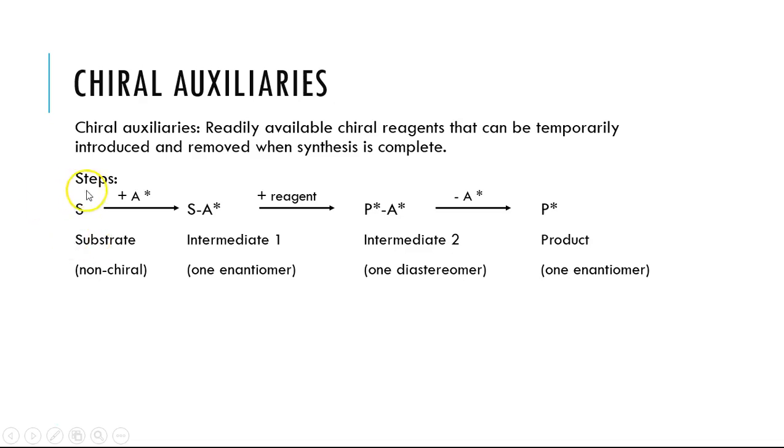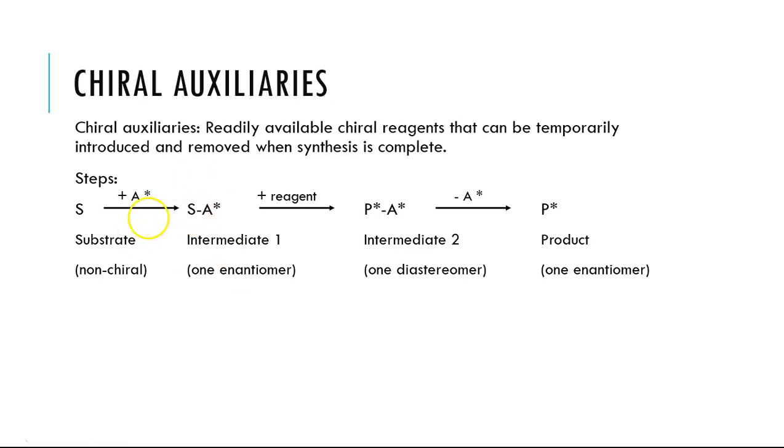I start with my substrate, my precursor molecule, and this is a non-chiral molecule. Then I'm going to attach my chiral auxiliary, which I'm abbreviating as A, and the star there indicates that it's chiral. I'm attaching that chiral auxiliary to my substrate, and because I'm starting with one enantiomer, I'm only making one enantiomer here of the substrate with the auxiliary attached.